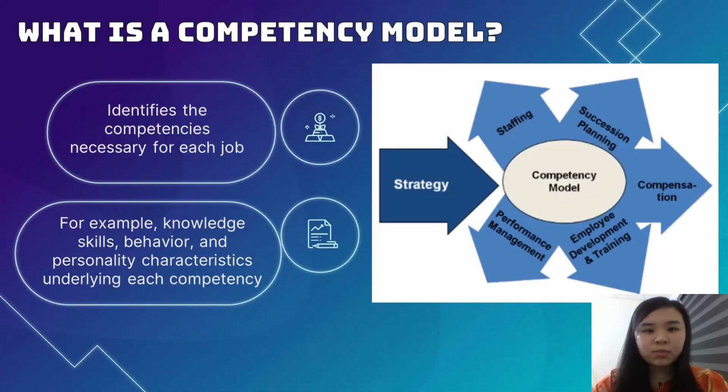What is a competency model? A competency model is a framework for defining the skills and knowledge requirements of a job. It is a collection of competencies that jointly define successful job performance. It can also be said as identifying the competencies necessary for each job, as well as the knowledge, skills, behavior, and personality characteristics underlying each competency.